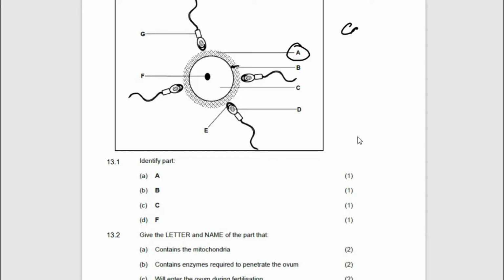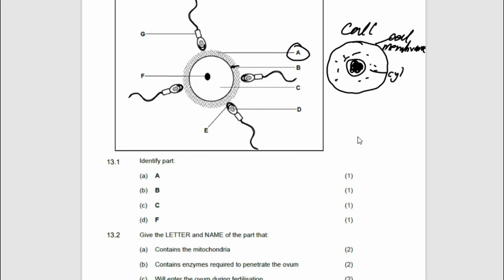Remember, this is a cell. And all cells have a membrane which protects them and allows gases and substances to go through, which we call the cell membrane. So the nucleus is there. Remember, this is an animal cell. Therefore, B becomes the cell membrane. What is C? C, you have the fluid there, which we call cytoplasm, the fluid of the cell.